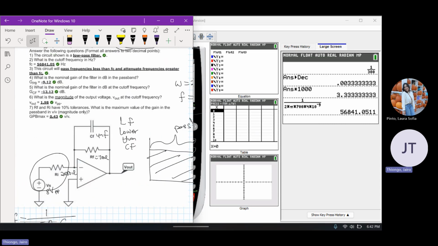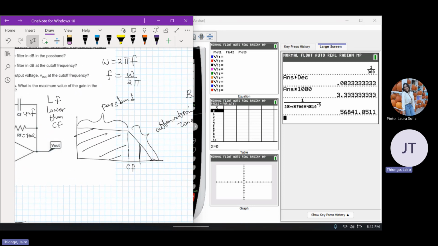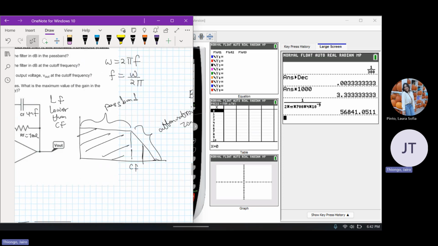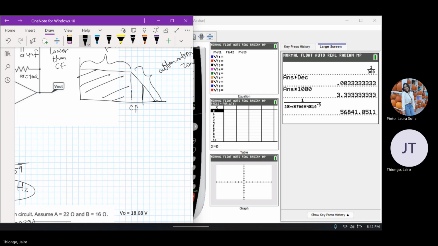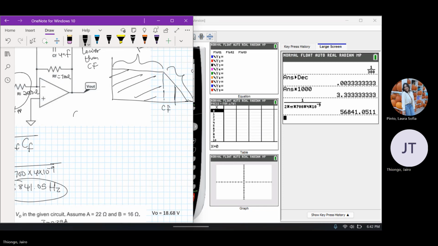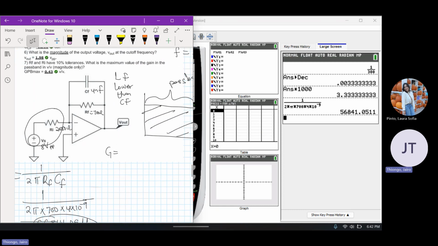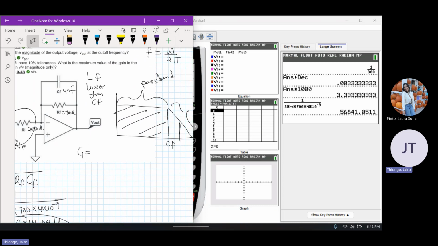The question is asking, what is the nominal gain of the filter in dB in the passband? That means we have to find the gain in this section. The frequency of the input will not be attenuated. It will not be cut off by the filter. So for that, we just calculate the gain normally as we would for an op amp. Asking for the nominal gain, since this is an inverting op amp, we'll use the equation for the gain of an inverting op amp: minus 700 over 2000.